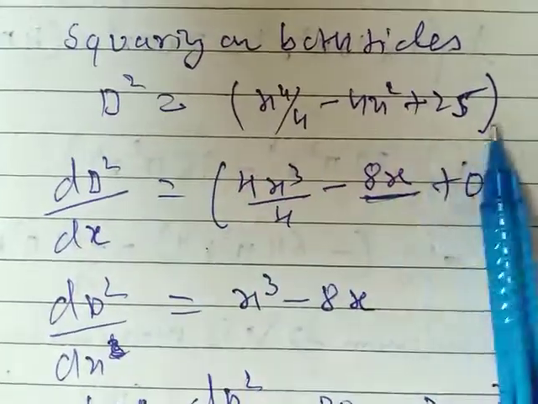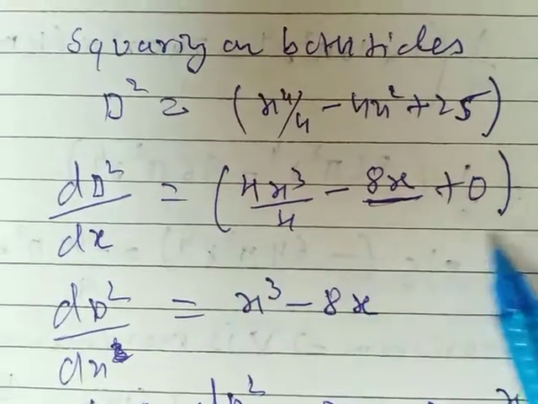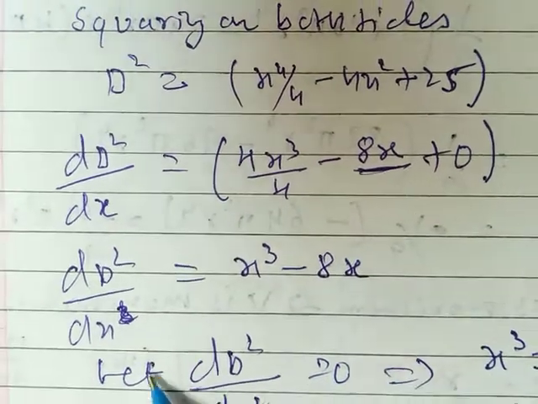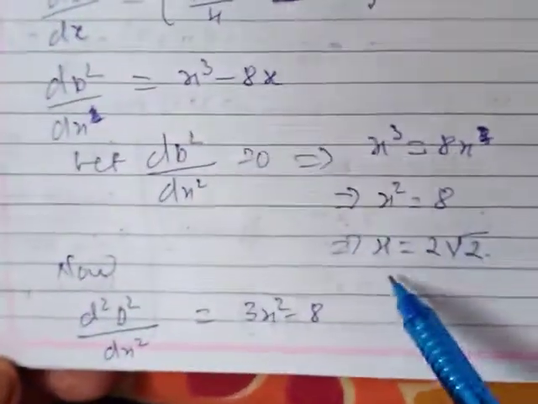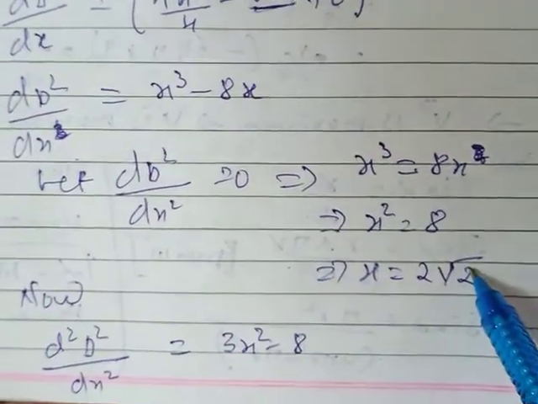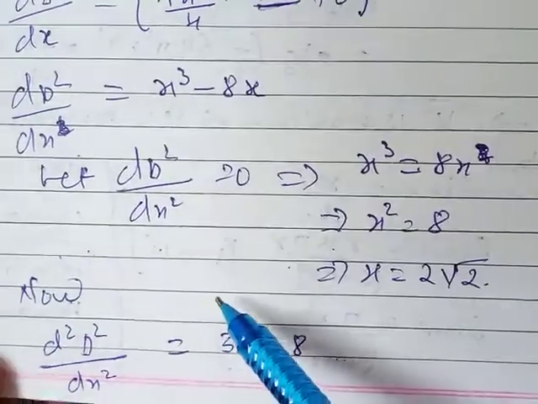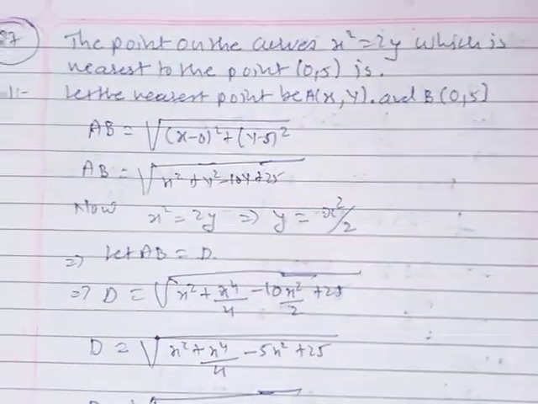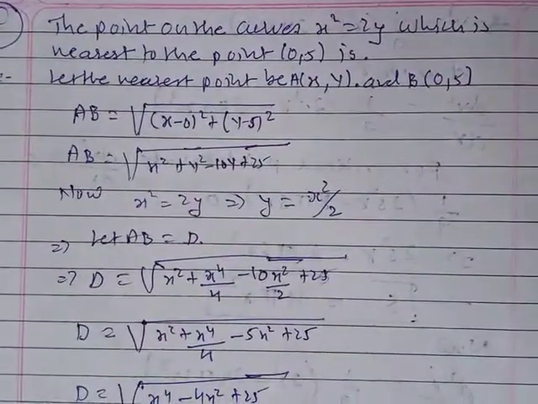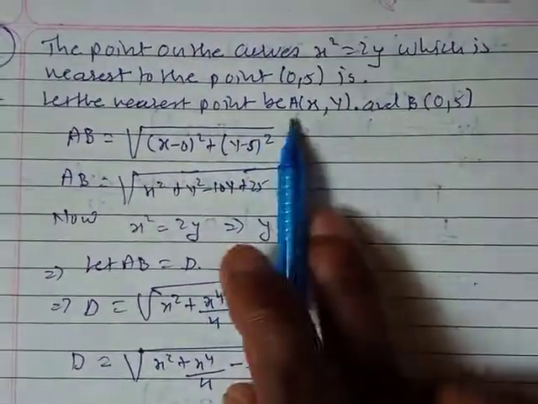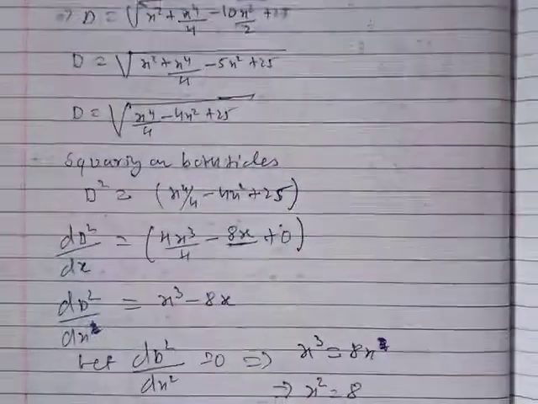Now we can take the derivative. After taking the derivative, we will get x cube minus 8x. Let us equate it to 0, so we will get x is equal to 2 root 2. Now we have to find where the nearest value is. Nearest means minimum, so the distance d should be minimum. Nearest to (0, 5) means the distance should be minimum.